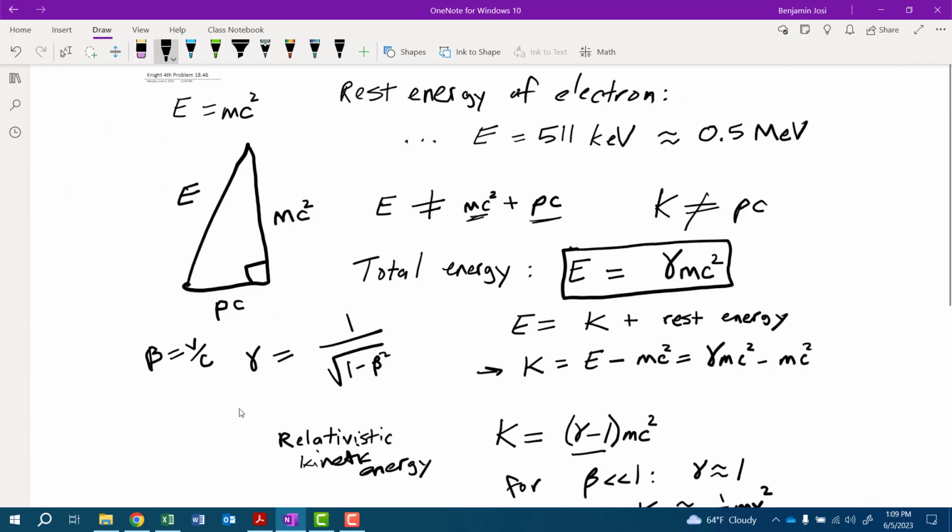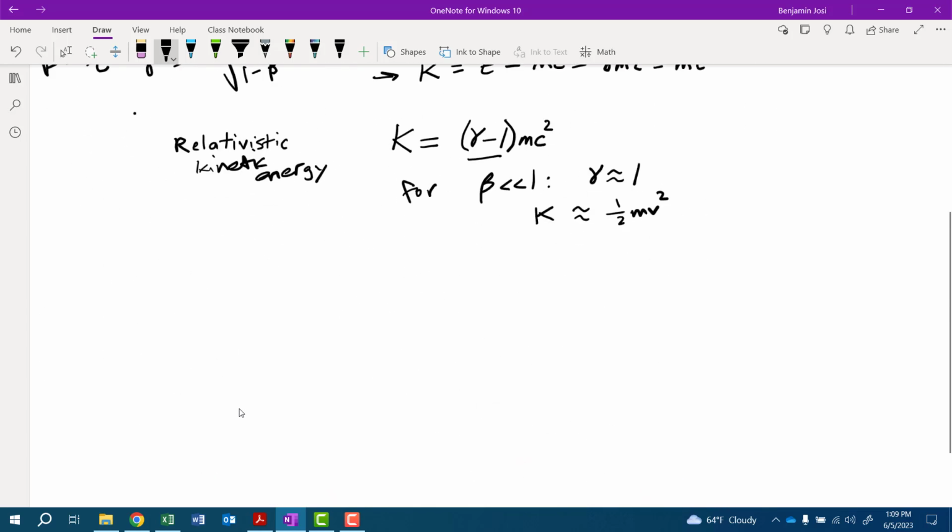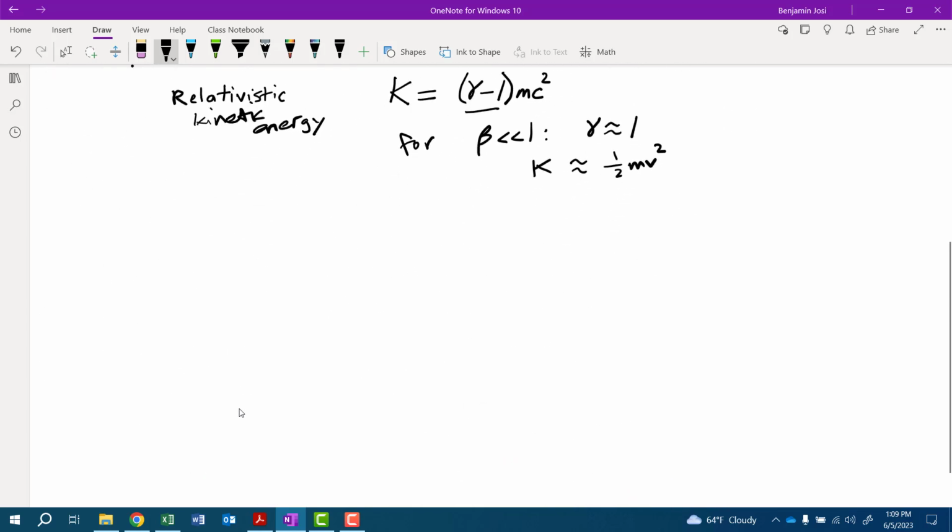If your kinetic energy is comparable to mc squared, so when to use relativity?